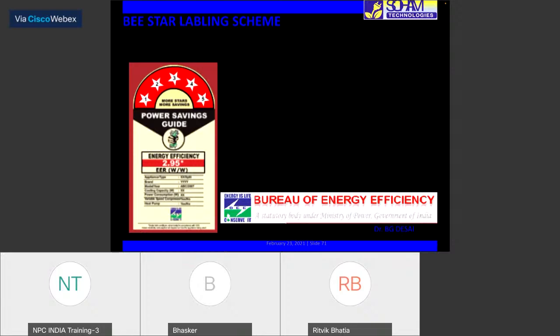If you take a 4 years old refrigerator, and it was a 5 star, and you compare it with today's 5 star refrigerator, there will be a lot of difference in the consumption because the technology has gone up. So please see the latest 5 star technology when you go in the market to purchase any equipment or any electrical gadget. So the star labeling scheme is also very important.